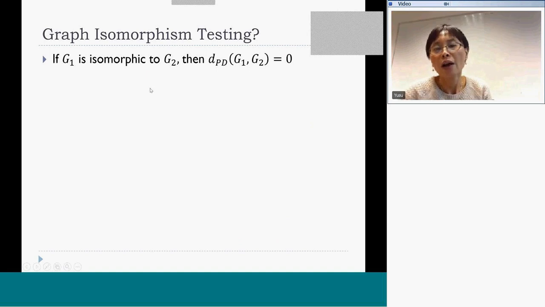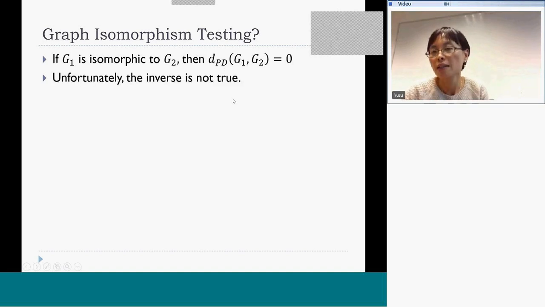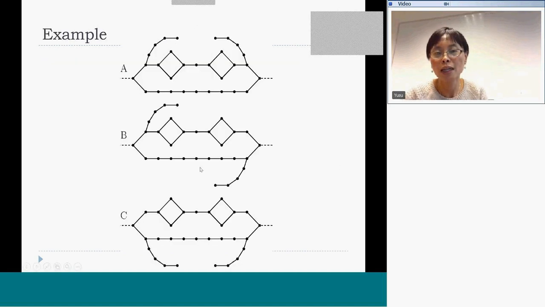Now, if G1 is isomorphic to G2, then we know the persistence distortion distance between them is 0. How about the other direction? If it were true, then we would be able to solve the graph isomorphism problem. Unfortunately, this is not true. Here's just one example. I will get into the details.